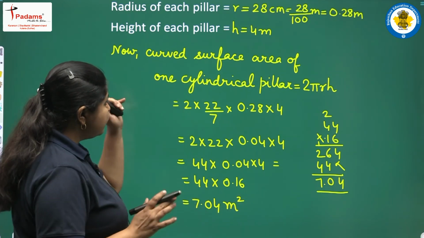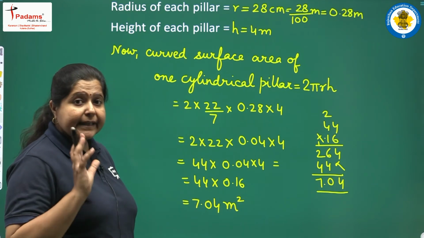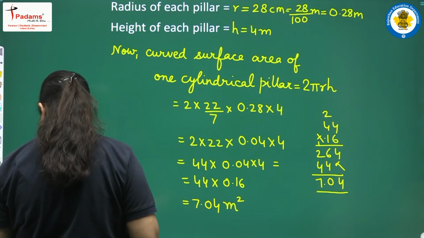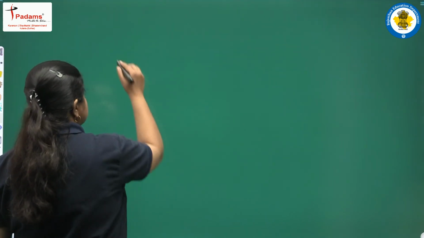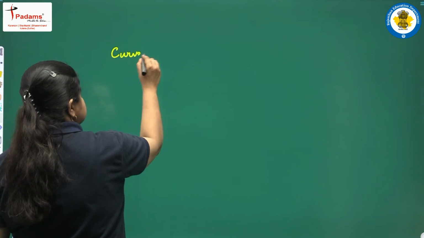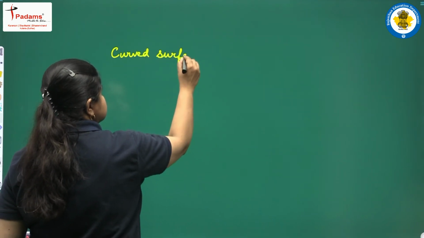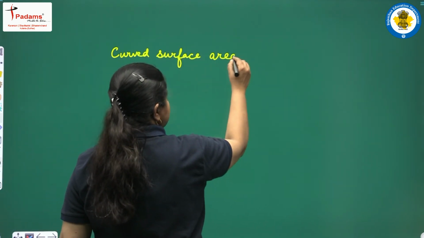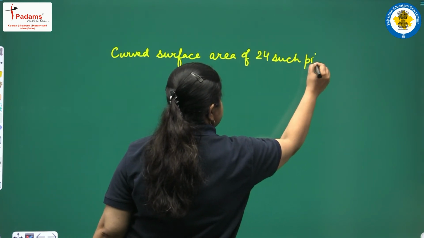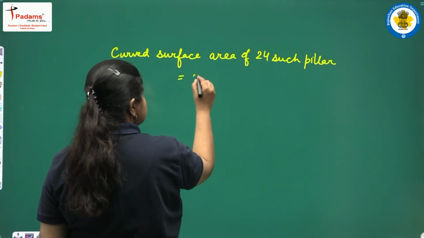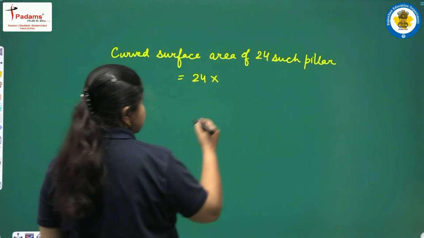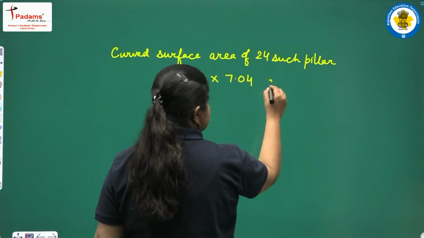This is the area of one cylindrical pillar and we have to find the area of 24 such pillars because there are 24 pillars. So we now find the curved surface area of 24 such pillars. ये तो एक पिलर का curved surface area था. It will be now 24 into the curved surface area of one single pillar. It is 7.04. So 7.04 meter square.